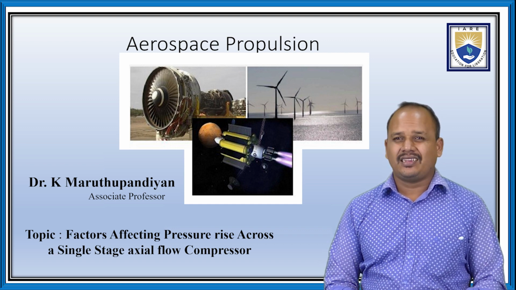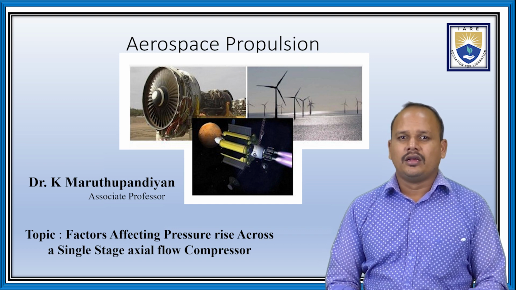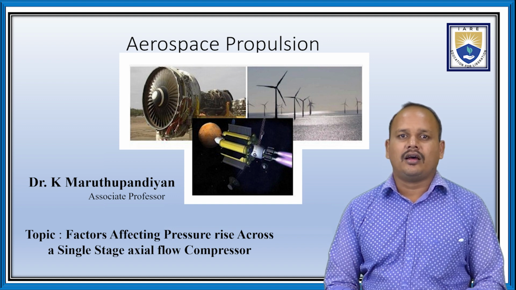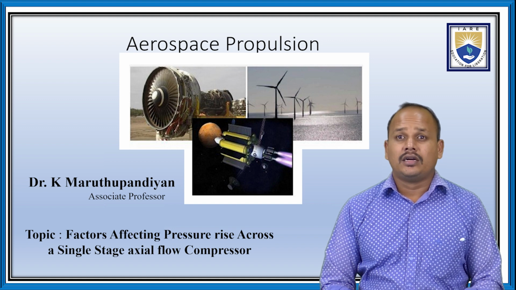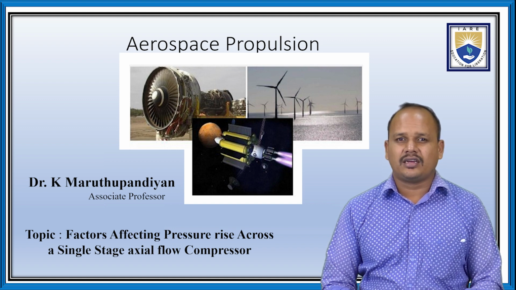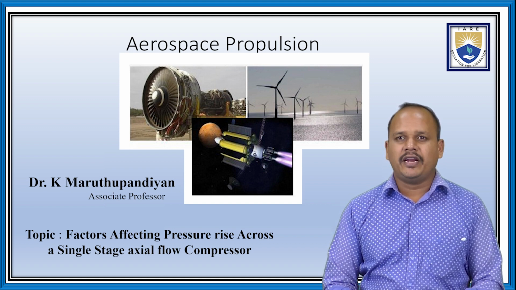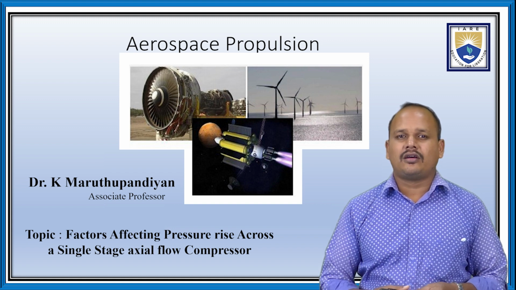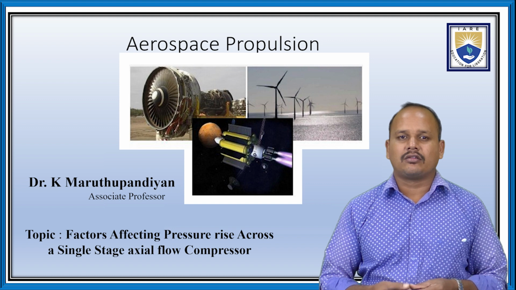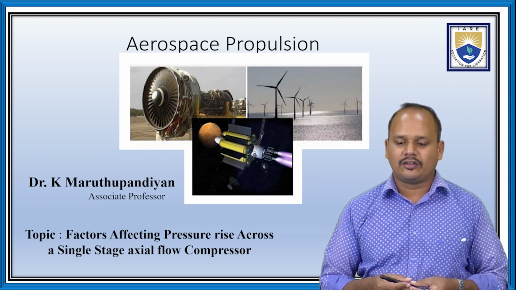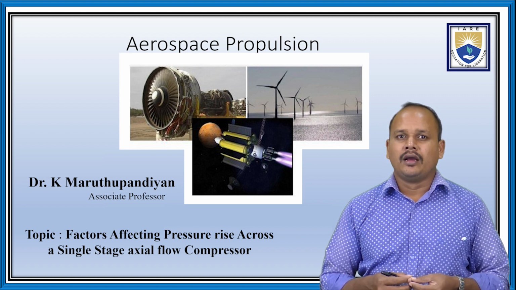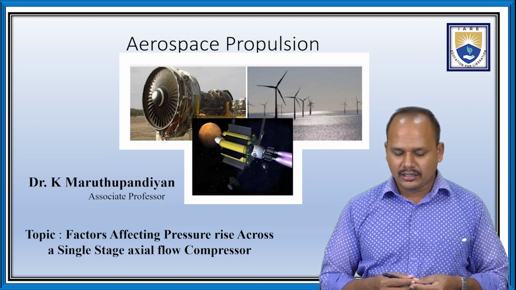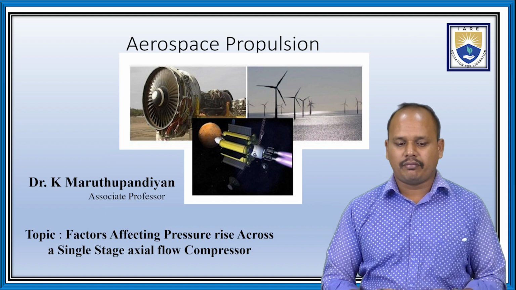In the previous lecture, we were discussing the velocity triangle, and from the velocity triangle, we derived the equation for temperature rise across a single stage axial flow compressor. Then we made use of the isentropic relation, by assuming the process across the axial flow compressor is isentropic, to find the equation for pressure rise across the single stage axial flow compressor.